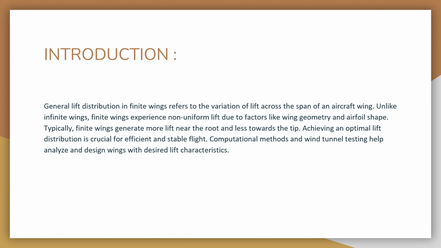As a part of the introduction, the general lift distribution in a finite wing refers to the variation of the lift across the span of the aircraft wing. Unlike an infinite wing, a finite wing experiences a non-uniform lift due to factors like wing geometry and aerofoil shape. Typically, finite wings generate more lift near the root and less towards the tip. Achieving an optimal lift distribution is crucial for efficient and stable flight. Computational methods and wind tunnel testing help to analyze and design the wing with the desired lift characteristics.